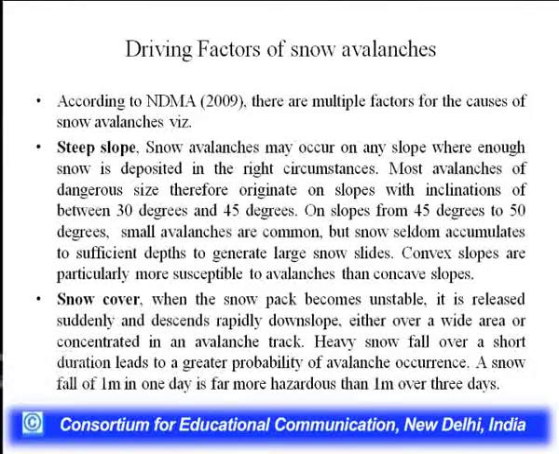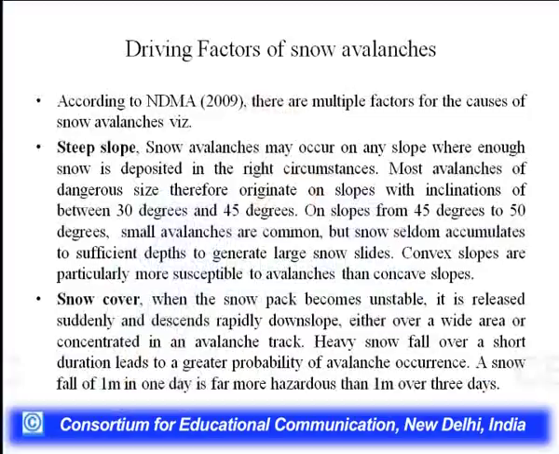A snow avalanche may occur on any slope where enough snow is deposited in the right circumstances. Most avalanches of dangerous size therefore originate on slopes with inclination of between 30 degrees to 45 degrees, even more than on slopes from 45 degrees to 50 degrees. Small avalanches are very common. Convex slopes are particularly more susceptible to avalanches than concave slopes.